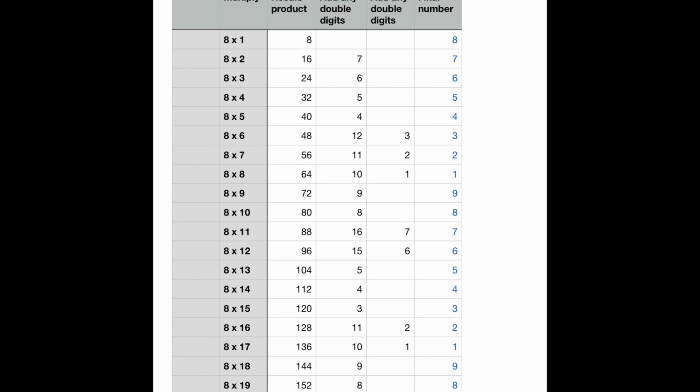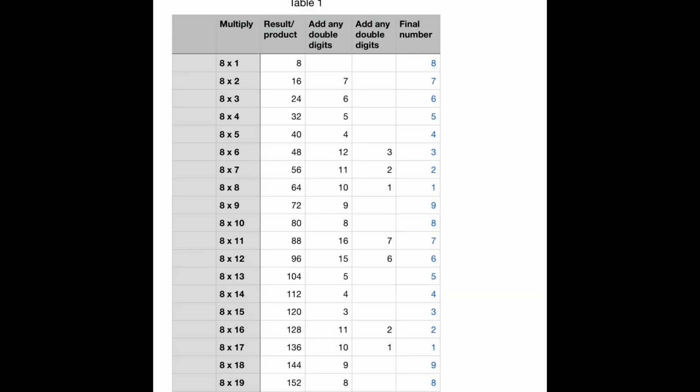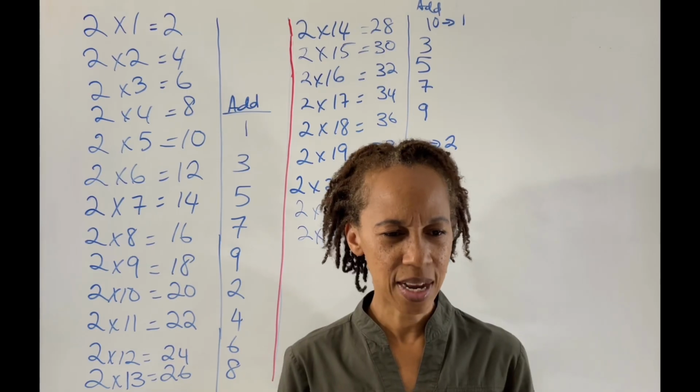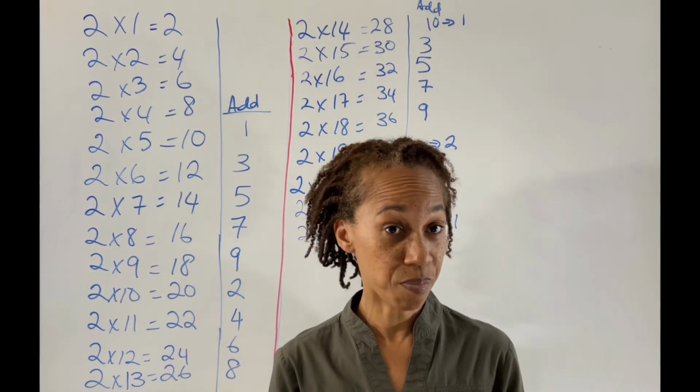8 times 11 is going to be 88. When you add those, 8 plus 8, you're going to get 16. And when you add the 16 again, meaning the 1 plus 6, you're going to get 7. So once again, starting with the number 8, it's going to decrease to the number 1. And then you're going to have the number 9. And then it starts decreasing once again. So that is the pattern for the number 8.